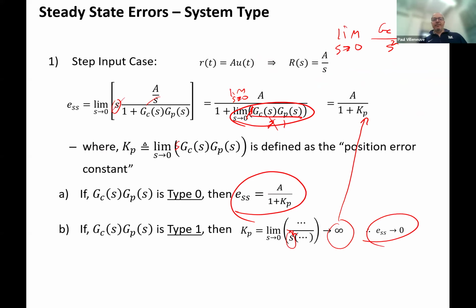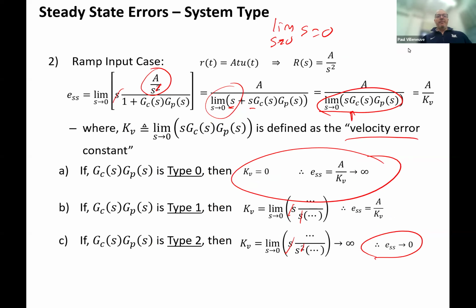We did the step input, which is a unit step. We would solve for k sub p, which is the position constant. And we can solve for k sub p by taking the limit as s approaches 0 of GC times GP. If it's a type 0 system, which means it has no integrators, then our steady state error was going to be a non-zero number. If it has one integrator, or if it's a type 1 system, then we see that our position constant goes to infinity, which means our steady state error goes to 0.